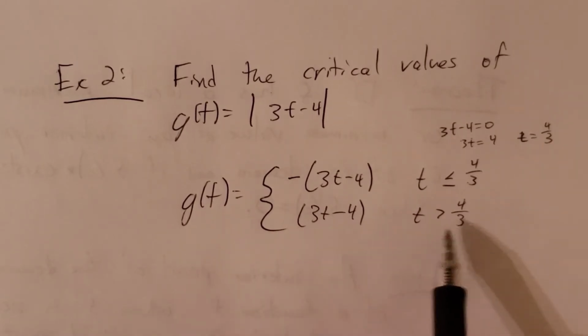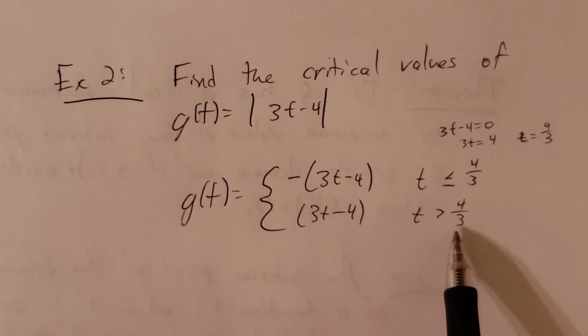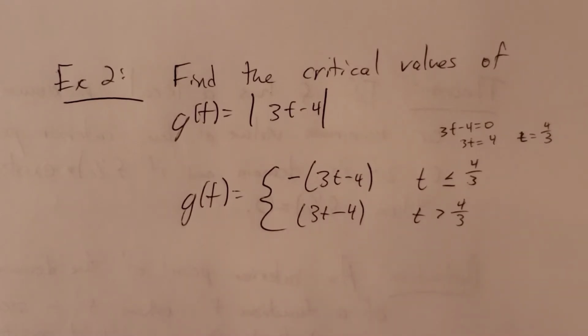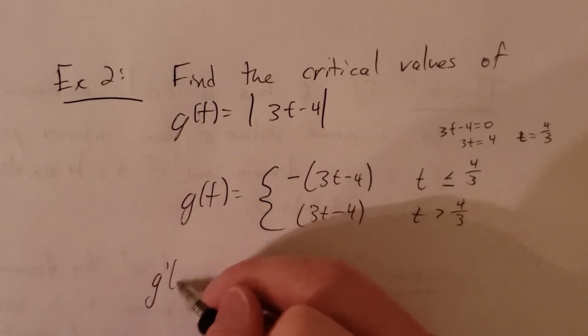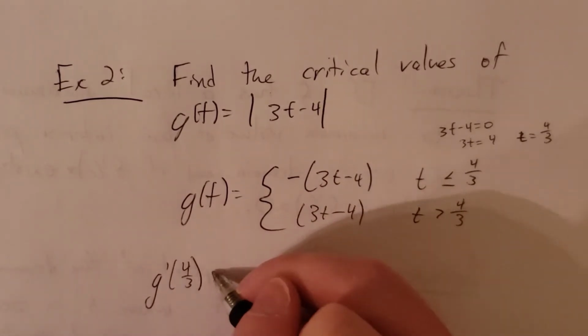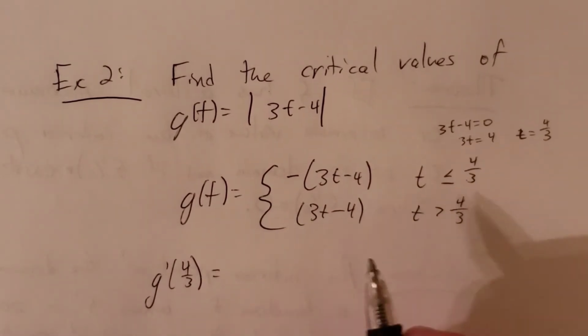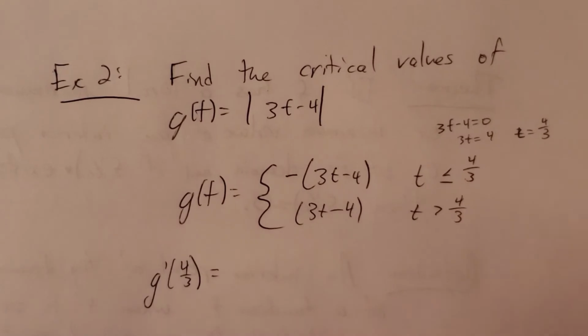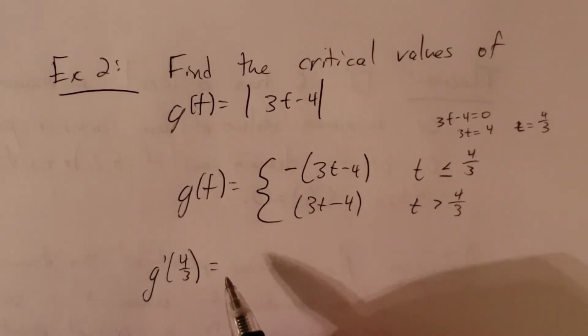Similarly, when t is greater than 4/3, our derivative is 3. So we see that there is no critical point when t is greater than 4/3. So if we have a critical point, it must occur at t equals 4/3. So let's find g prime of 4/3 and see if this derivative is 0 or if the derivative does not exist. Either one will tell us that we have a critical value there. And again, that will be our only critical value.